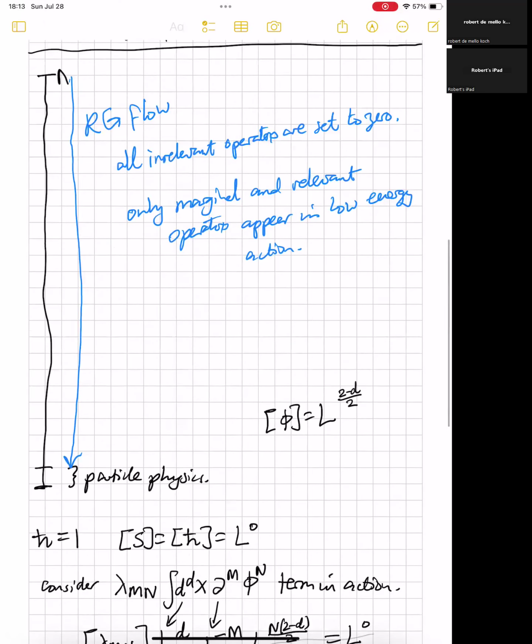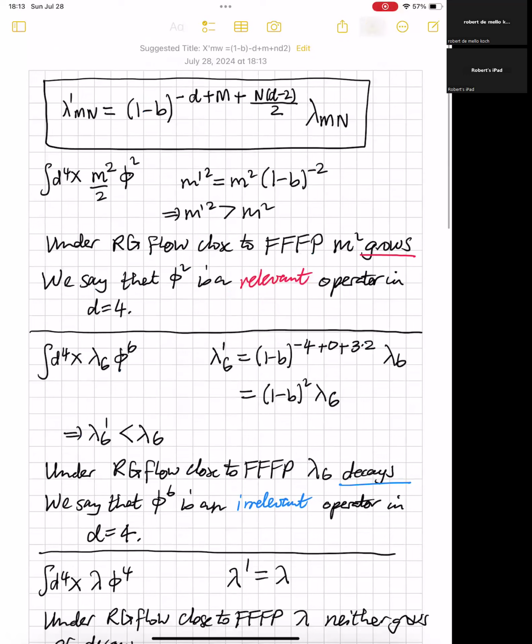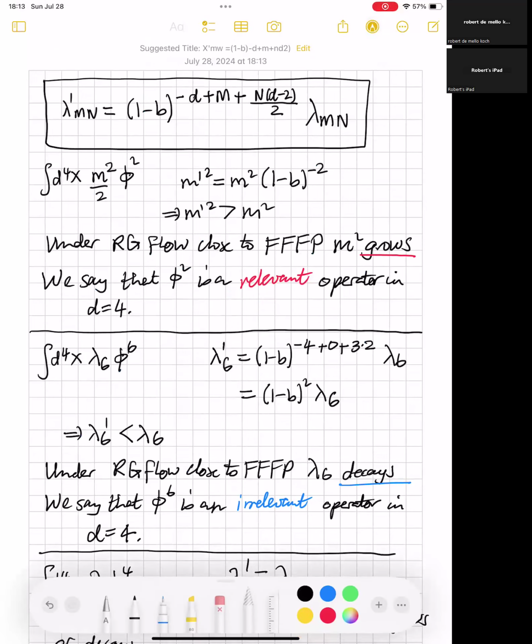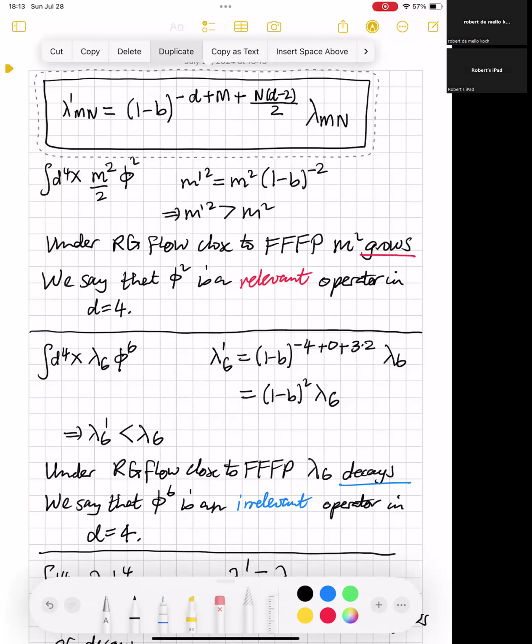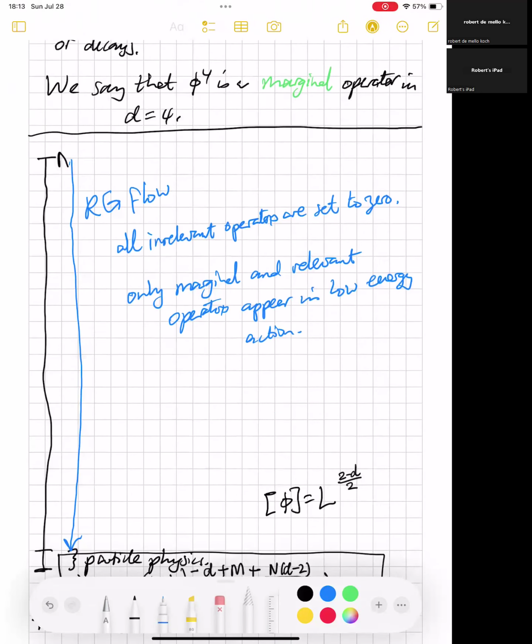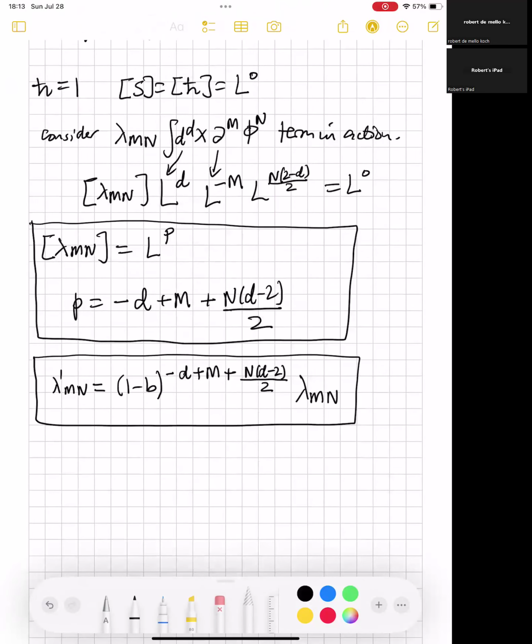Now, I want to remind you of the formula that we derived for how the couplings flow. Let's just capture this formula and take it downstairs. Okay, if you take a look at this formula, lambda prime is lambda times b to the power of minus d plus m plus n times d minus 2 over 2, but that's just p. So we see, in fact, that this transformation law is dictated by dimensional analysis.